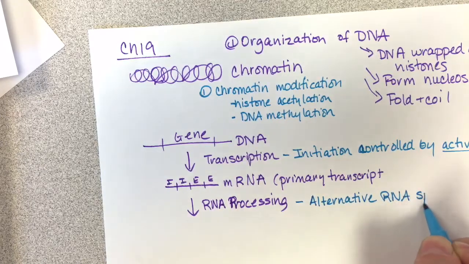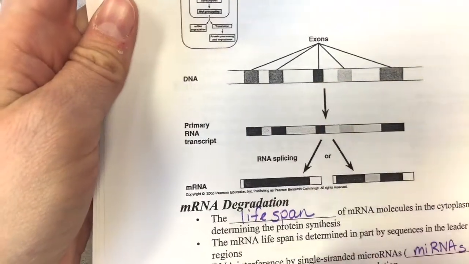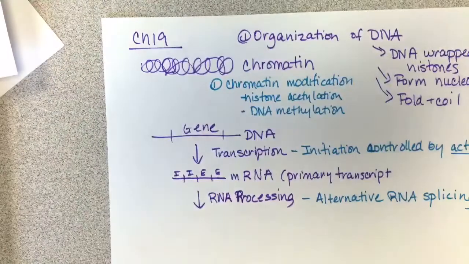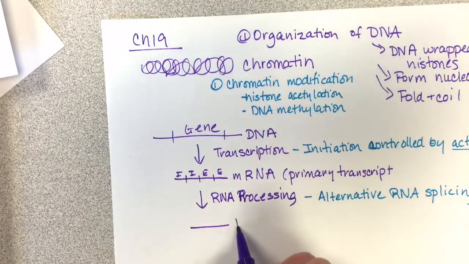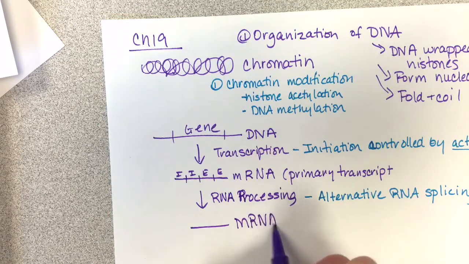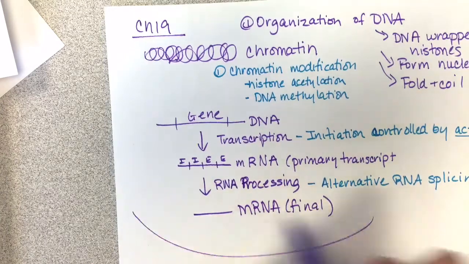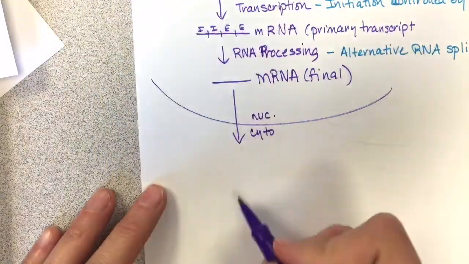So basically what we treat as an intron and what we treat as an exon. We looked at that in our notes, this part here, where what's treated as an intron, you can end up with different final mRNAs. So then you get your final mRNA, and then that goes out of the nucleus and into the cytoplasm.